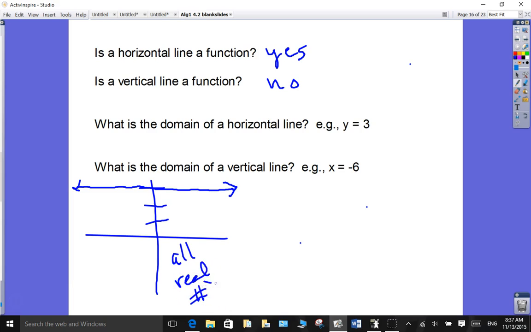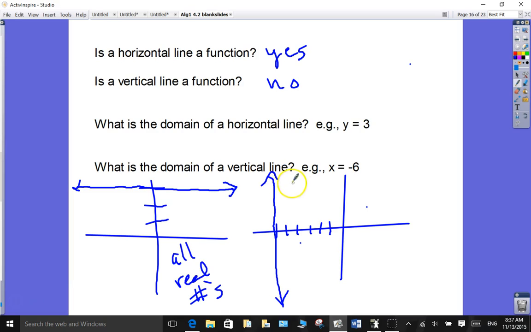Okay, now x equals negative 6. What is the domain? Okay, again, all we have to state is what are the x values of every point on that line? Negative 6, that's the domain. Right? This one has a domain of the set of values is negative 6. There are no other x values on that.